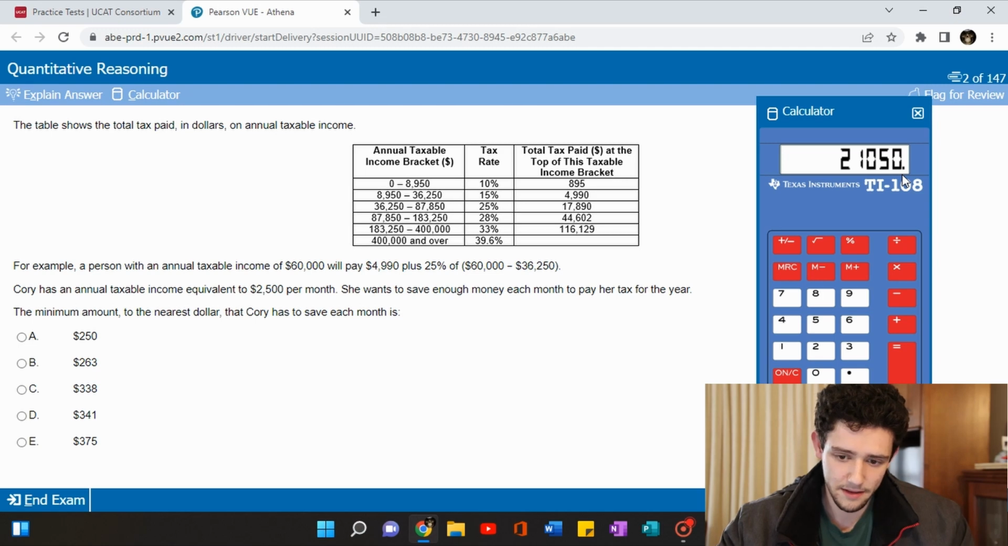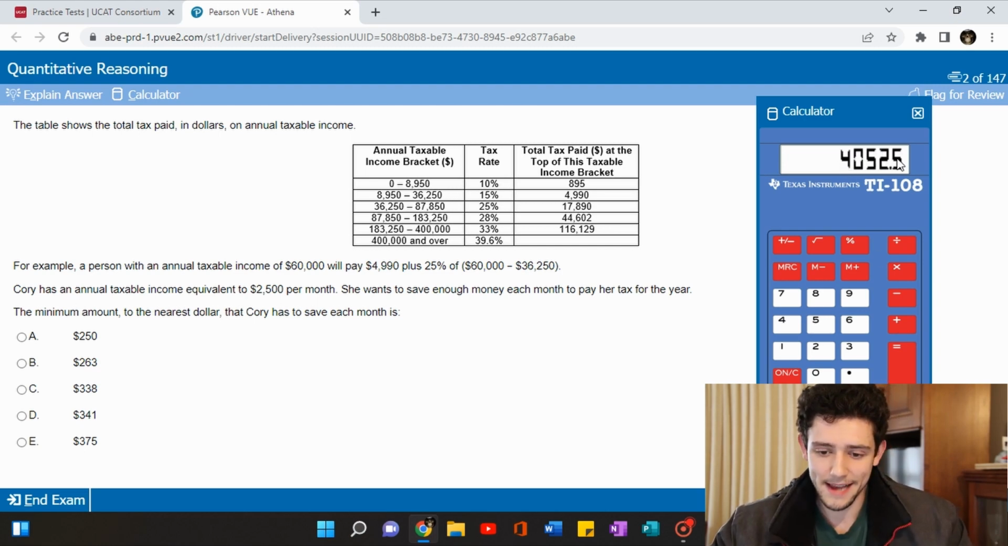So we'll times that by 0.15. Okay. And then we'll add $895 to that. So this is the total amount of tax that she has to pay for the whole year. But the question is asking how much money she has to save per month in order to pay this tax. So we'll divide this by 12. So $337, which we can round up to $338. Alright. Boom.